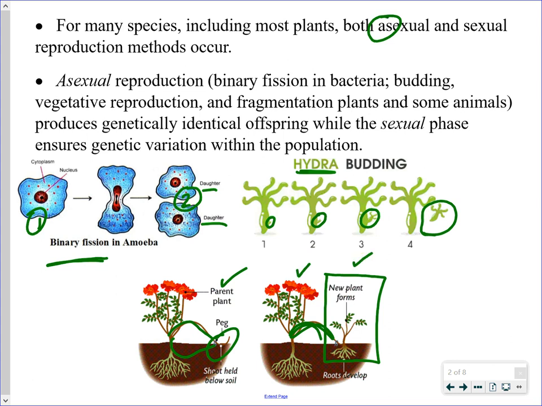And the two plants that we do get, the original one and the new plant that forms, they would again be genetically identical to each other. That is the case with asexual reproduction.